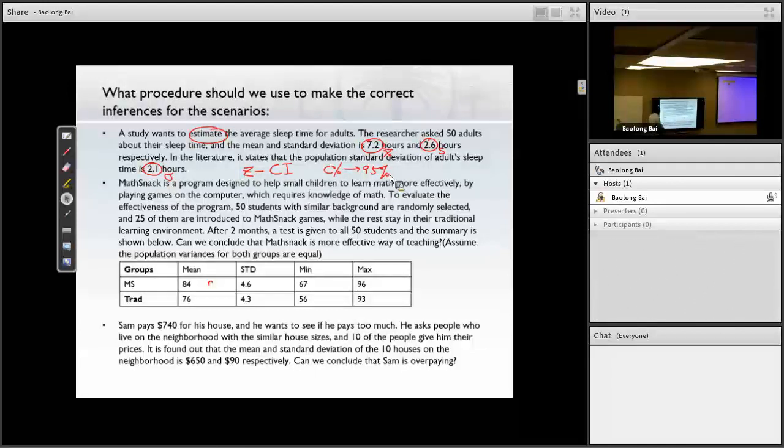So we have two groups. We have MathSnack, we have traditional. We're going to compare if MathSnack is a better process, right? Basically, if the MathSnack group will have a better score than the traditional teaching environments. Then you have two samples.